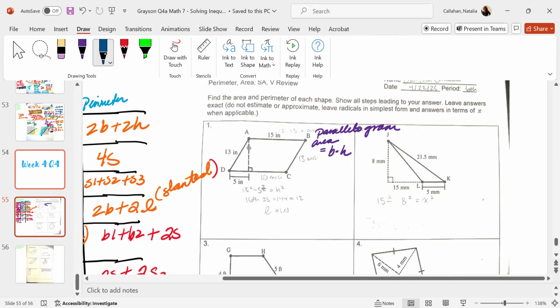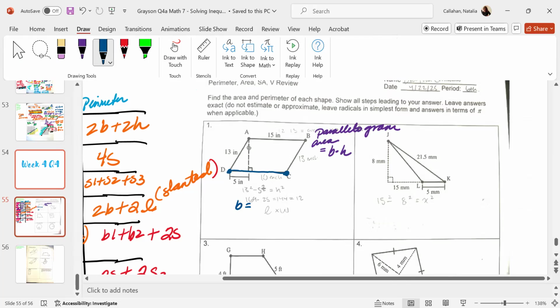Okay, now let's go ahead and label. Wait, 2 plus 2, no, that's perimeter. You want area. This right here is the base. What is the base going to be? It's that blue area right there. What is the measurement of that?